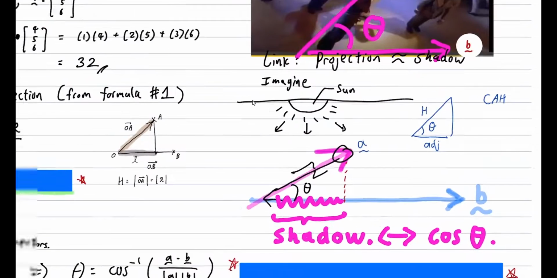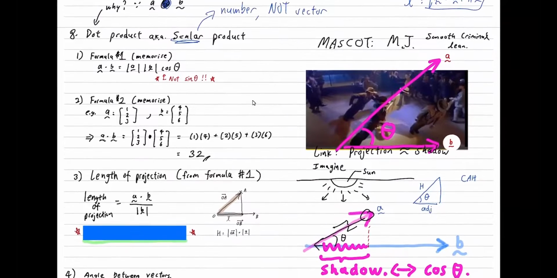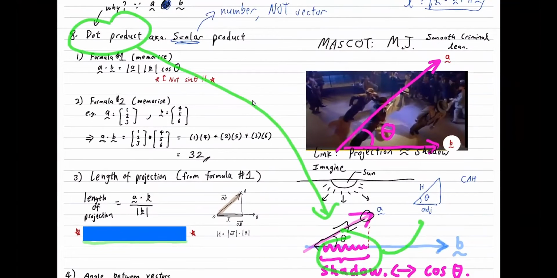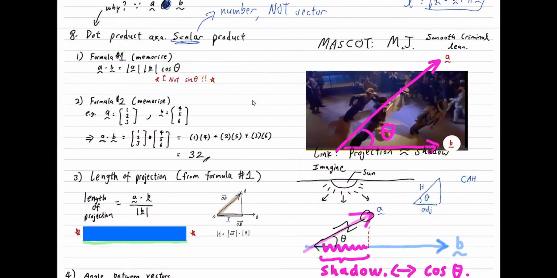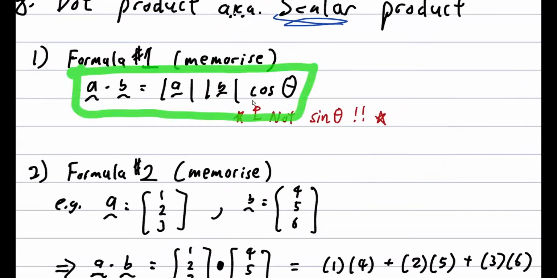Dot product is associated with shadow. Shadow means it's associated with adjacent. Adjacent, then you remember C, then you remember it is cosine theta. If you find this a bit too difficult, then you better jolly well memorize the basic definition. This is supposed to be memorized.